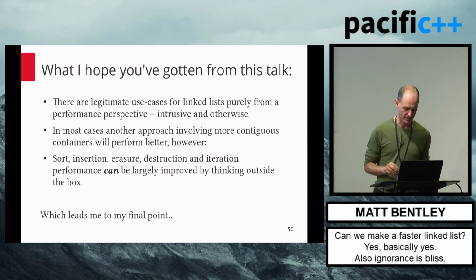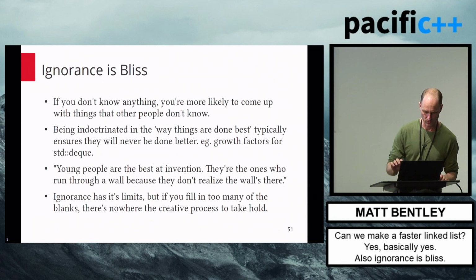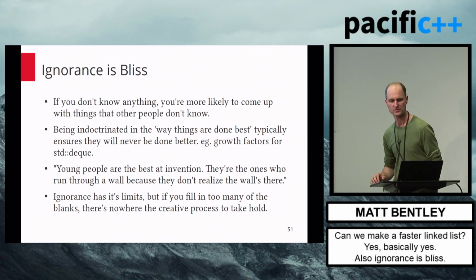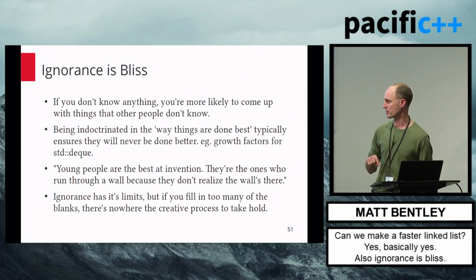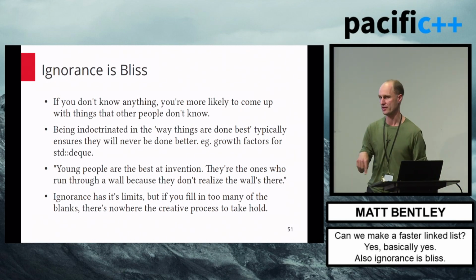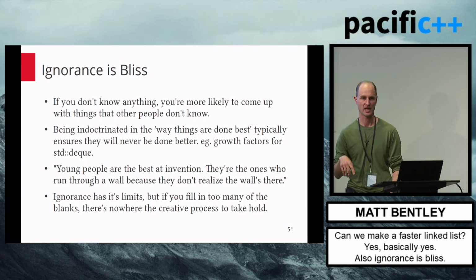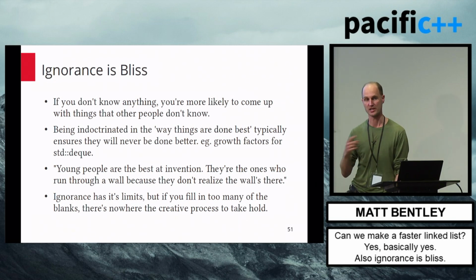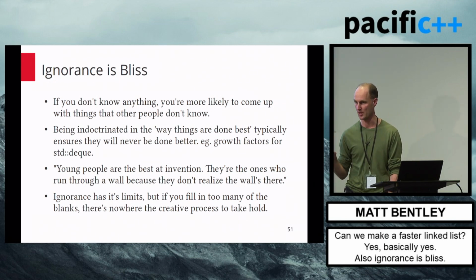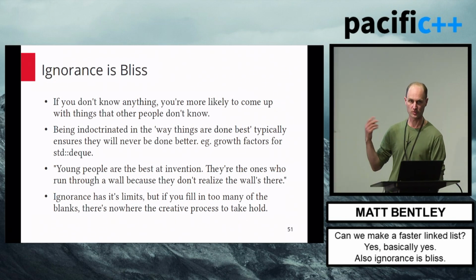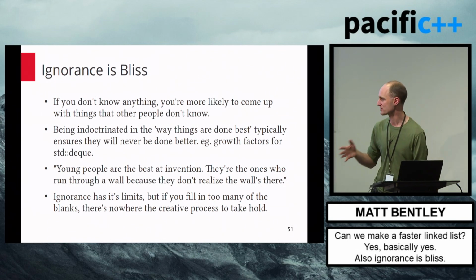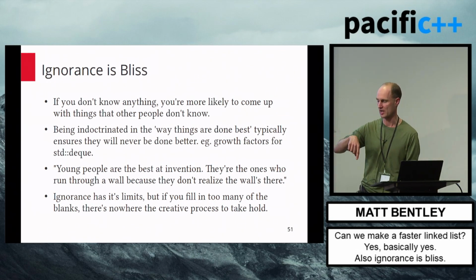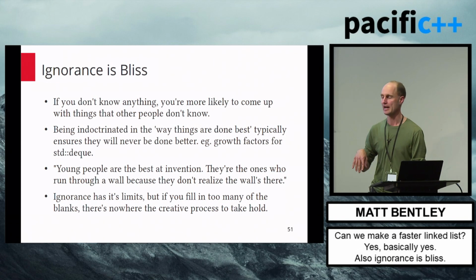So thinking outside the box leads me to my final point, which is ignorance is bliss. When I started this project, I didn't know anything about any contiguous linked lists that had been made in the past. I didn't know that one had been done in one of the JavaScript libraries that also uses global free list heads, this sort of thing. And if I had known this stuff, I probably wouldn't have tried.